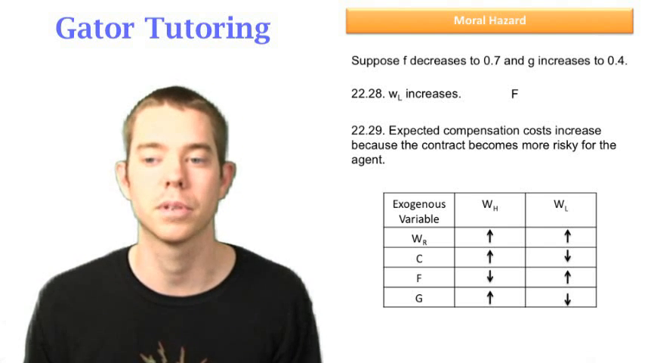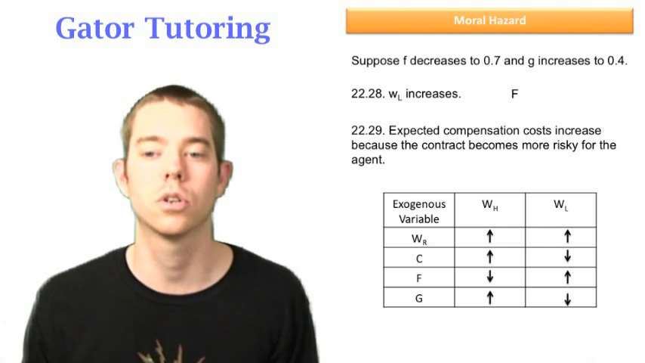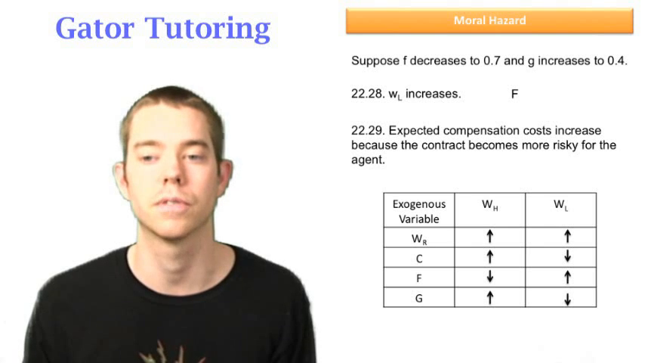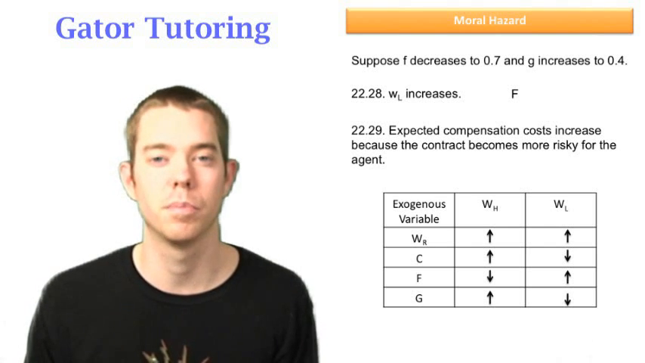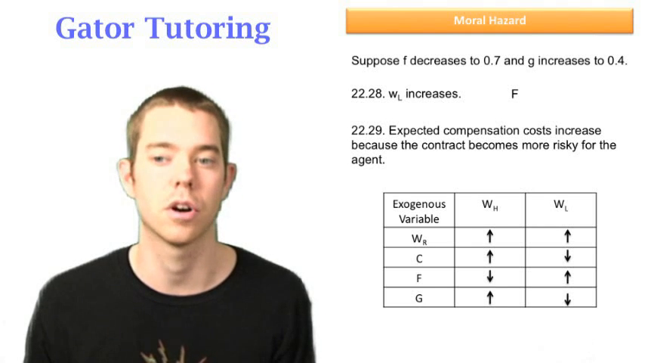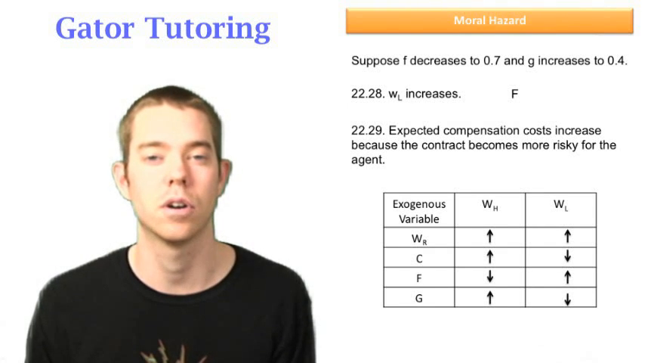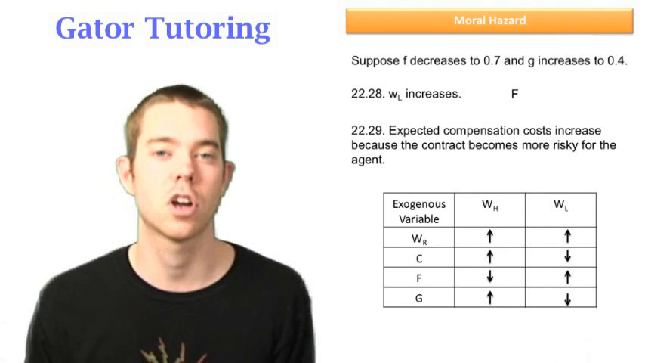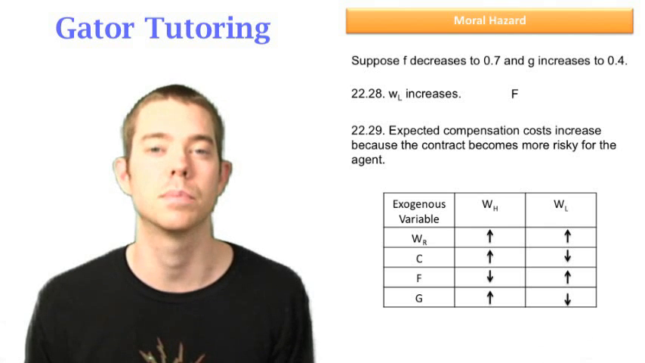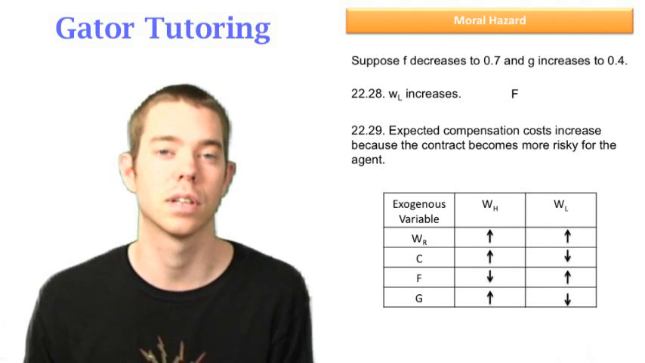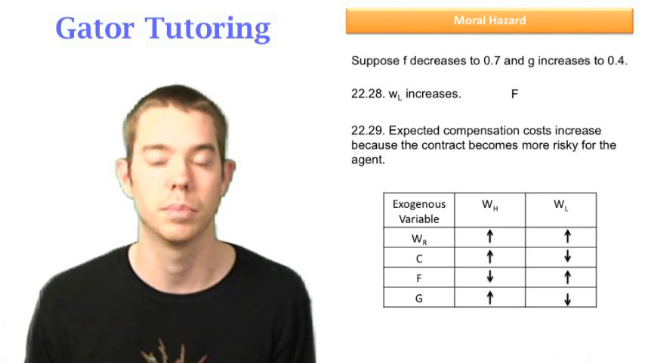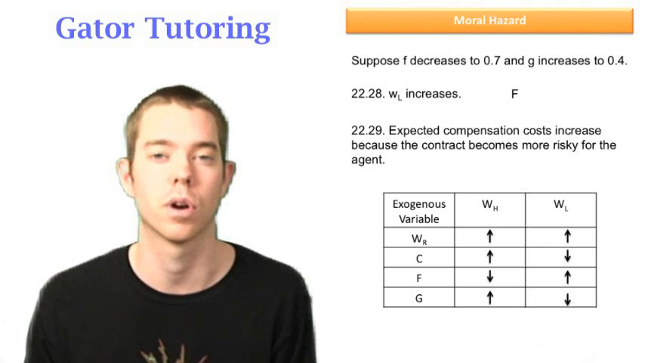29 said expected compensation costs increase because the contract becomes more risky for the agent. Well, this is true because, again, F was the probability that we had success if we worked hard. If that's decreasing at all, it's saying that we have to compensate them even more. WH has to be even higher to convince them to risk working because now they're less likely to make that high wage, because they're less likely to have high profit or high success or whatever the signal is.